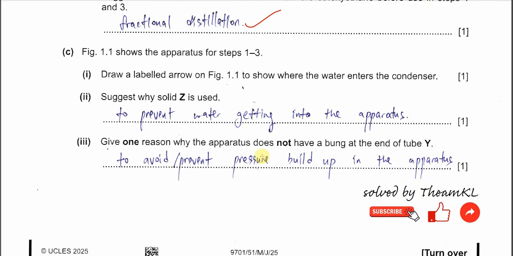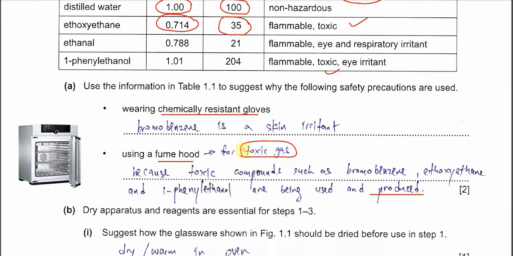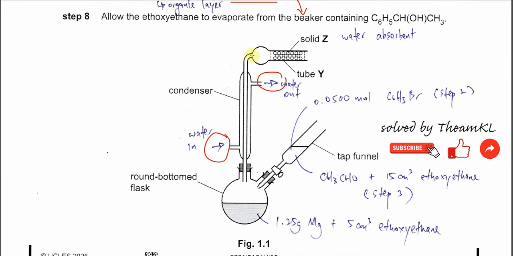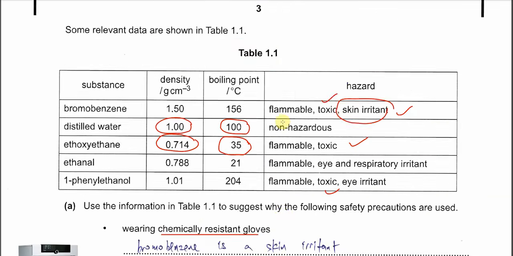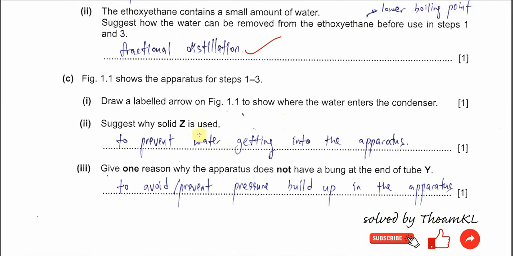Okay, part 2. Suggest why a solid Z is used. What is solid Z in this diagram? Because this is an organic reaction, it might be water sensitive. So the solid Z is a water absorbent. It is used to absorb the moisture and prevent moisture from entering the setup. So that's why we put this solid Z in the tube Y, to prevent moisture getting into the apparatus.